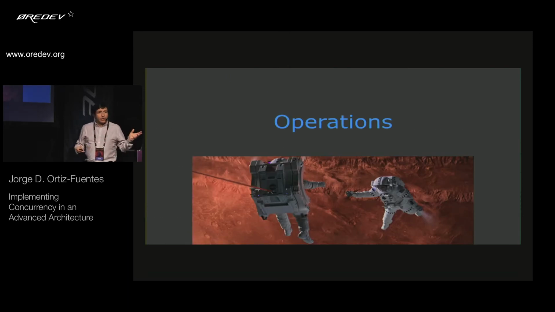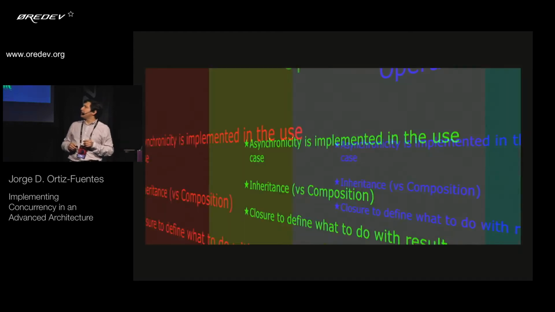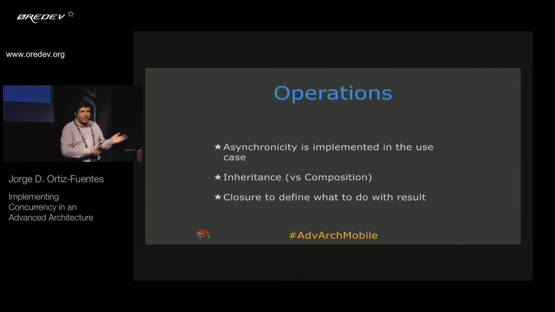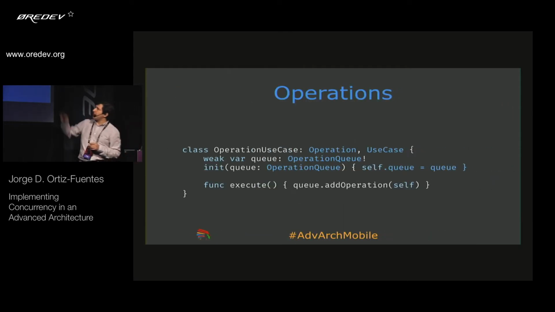But operations come to the rescue. And let's see how to do this with what we used to call NSOperations that are now plain operations in Swift. So the asynchronicity is still going to be implemented in the use case. I'm going to use inheritance instead of composition because we are going to inherit from an operation in order to take advantage of its abilities. And we are going to, as we did before, use a closure in order to define what to do with the result. So this is an operation use case, which is a subclass of the operation that will hold the thing for a use case.